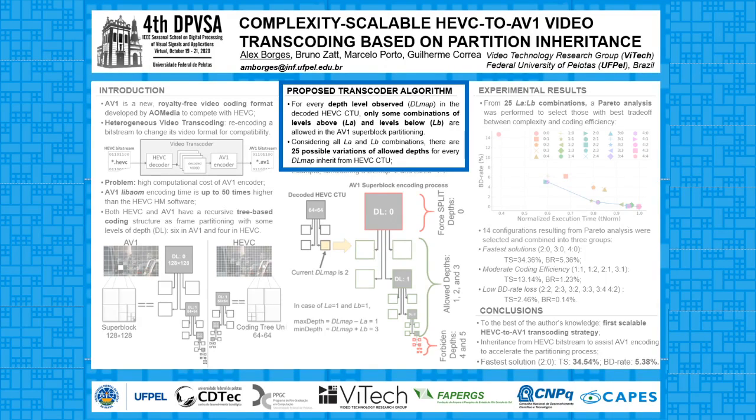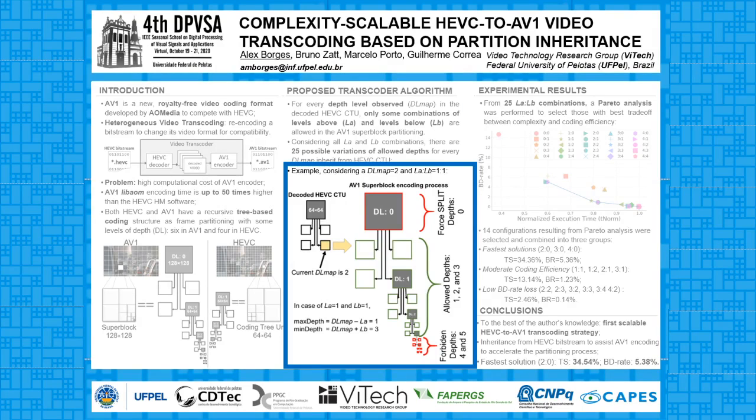By accounting for all possible combinations of these two variables, LA and LB, we can obtain 25 possible variations of an allowed tree. To better understand the process, let's consider the example where LA and LB have a value equal to 1. Considering these two variables, it is possible to calculate max DIP and min DIP. Therefore, for each block that AV1 processes, I look for the DL map value. In this example, it is 2.